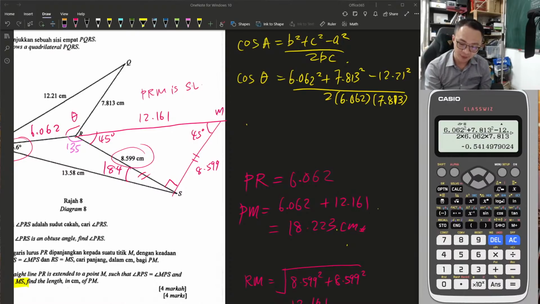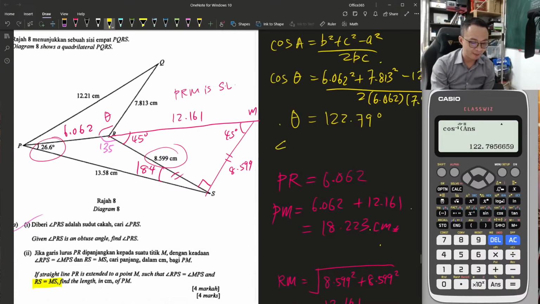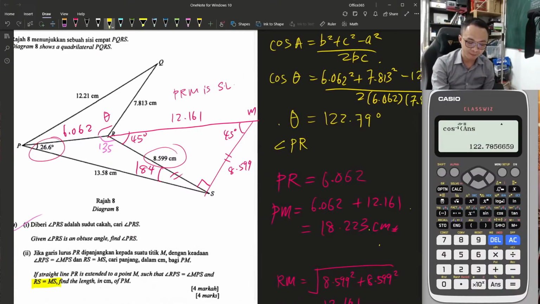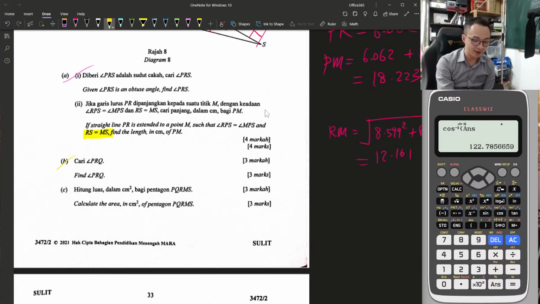Enter. Shift cos answer. Okay, only cos is negative, no need to find the reference angle. You can straight away do it like this. So therefore, angle PRQ is 122.79. Okay, done. Another 3 marks.